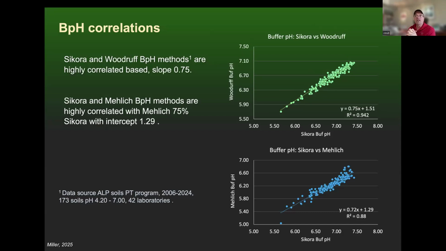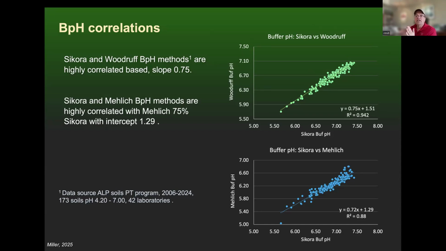So 2 more correlations. This is Sikora against the Woodruff buffer. Basically, it says Woodruff buffer is 3/4 that of a Sikora buffer. And down below there at the bottom is Sikora versus the Mehlich. And again, all have pretty good correlations between one another. The big thing that changes is the slope and the intercept on these.